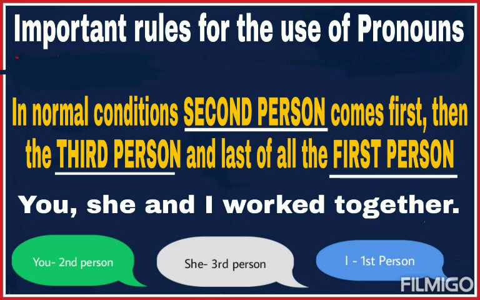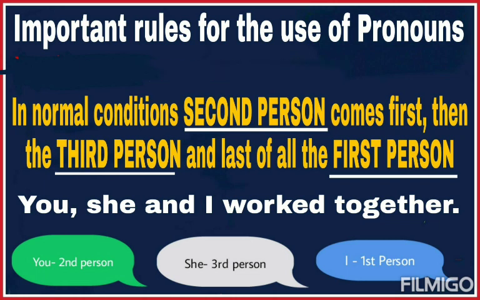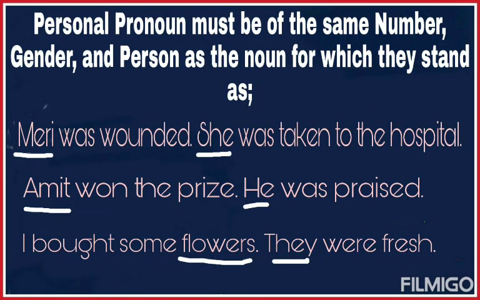Let's see now some important rules for the use of pronouns. Whenever we have to write any sentence with more than one pronoun, then we will follow formula 2-3-1. Means we will write first second person, then third person, and in the end the first person. Personal pronouns must be written according to number, gender, and person.